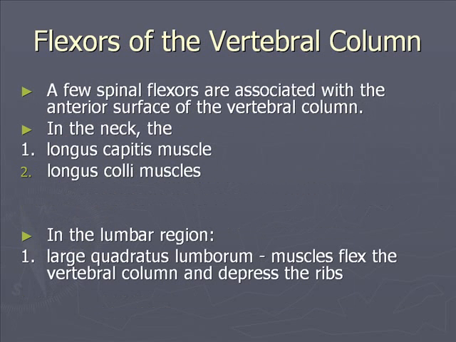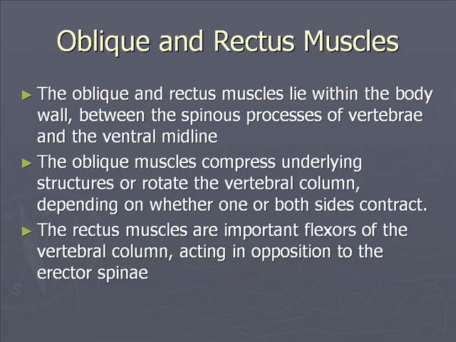Now, groupings of muscles, again, flexors of the vertebral column. Few spinal flexors are associated with the anterior surface of the vertebral column. In the neck, the longus capitis muscles and longus colli muscles. In the lumbar region, the large quadratus lumborum muscle. I believe I asked you to identify that on the lab. Muscles that flex the vertebral column and depress the ribs.